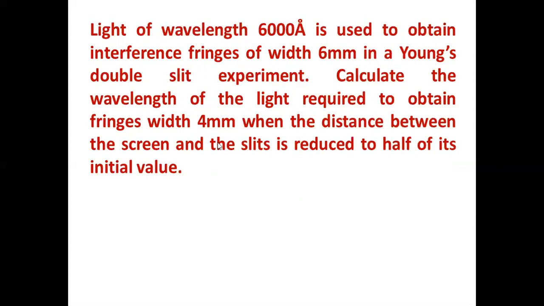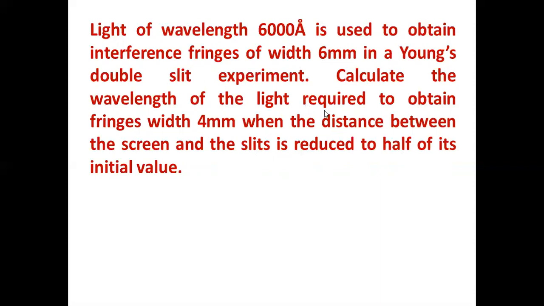And when the distance between the screen and slits is reduced to half of its initial value, oh, they are reducing capital D also. The distance between the screen and the slits is reduced to half. That means capital D must become D by 2. Lambda should become some other value, so that 6 millimeter becomes 4 millimeter. However, you have to apply two equations. Well, we will use the first one now. Light of wavelength is used to obtain, and calculate the wavelength of light.